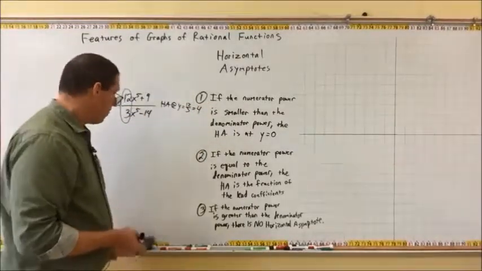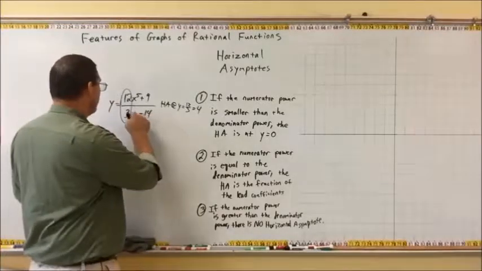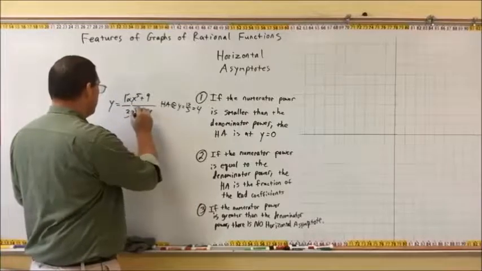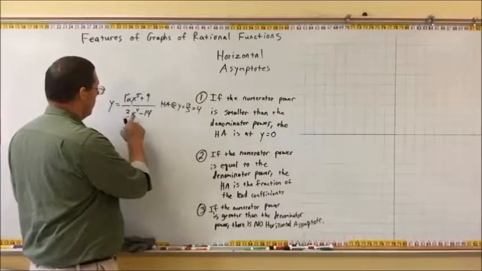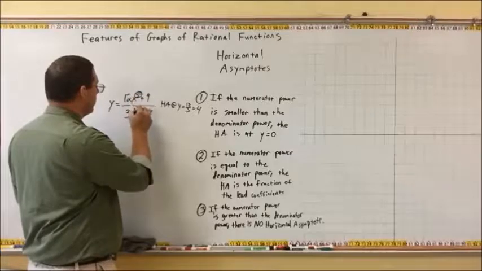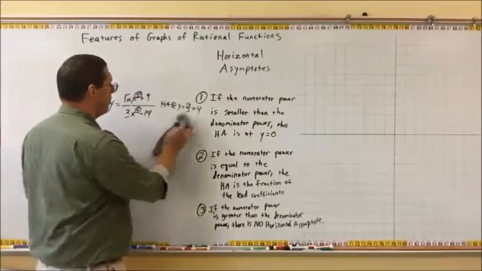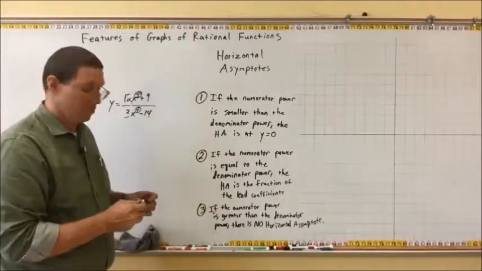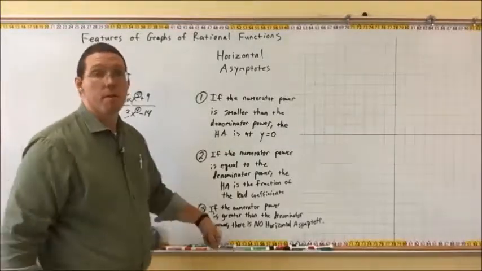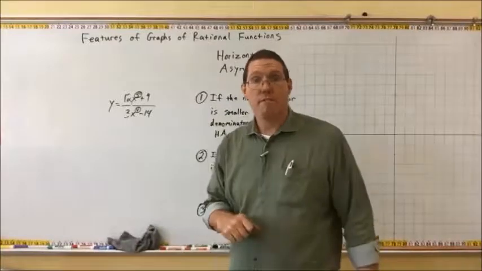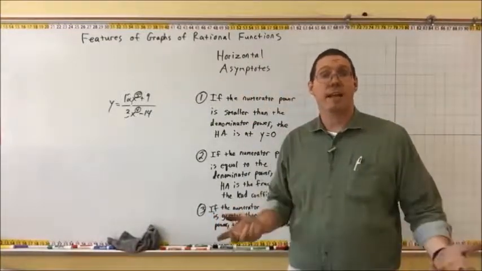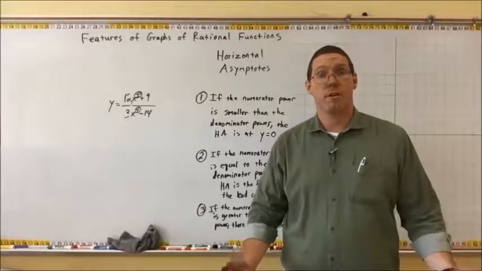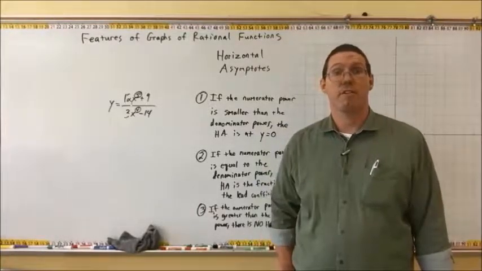Okay? And then let's say that we had 12x to the 5th over 3x to the 4th. Because the power of the numerator is larger than the power of the denominator, this would not have a horizontal asymptote at all, but it would have a slant asymptote. Okay? All right, that's all I have for this. We have one feature of graphs of rational functions left to learn, and that is slant asymptotes. So you're going to have to watch the next video, and you will know everything you need to know about the features of the graphs of rational functions.